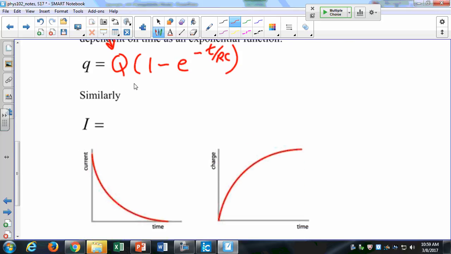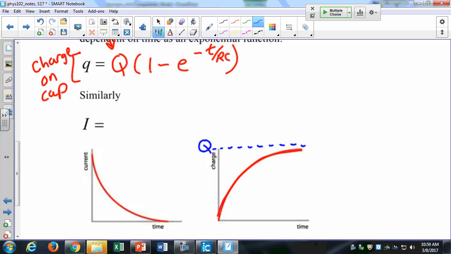So similarly, if I wanted to plot the current, so this is the charge on the capacitor, and the function for the charge on the capacitor looks like this. It approaches a certain value. That value that it's approaching is equal to Q. So when t gets really, really big, this term is e to the minus a really, really big number. This term goes to 0, and so my charge just approaches this value. As time goes on, my charge reaches the total charge, which is Q.